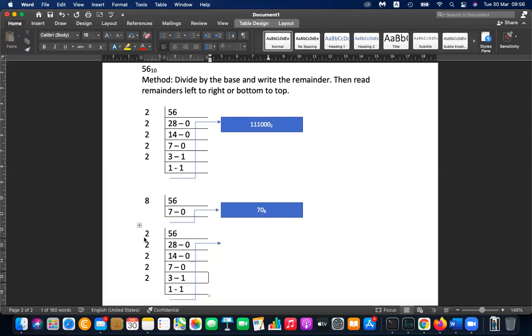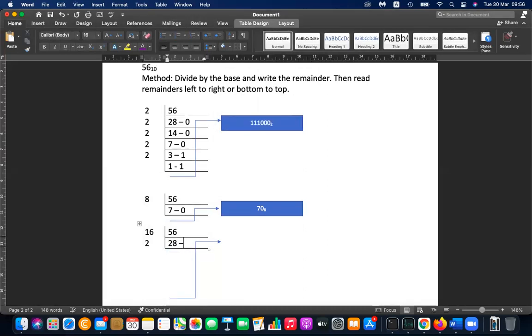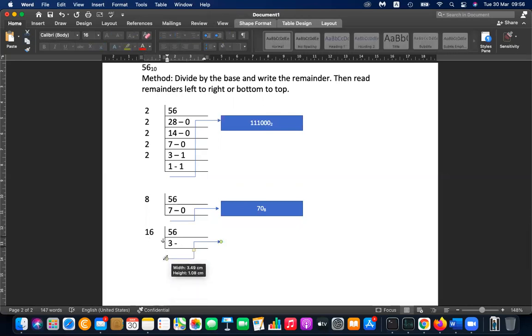Hexadecimal: 56 divided by 16. Can you tell me the answer? 3 remainder, 3 is 48, then the remaining is 8. Yes, 3 remainder 8.